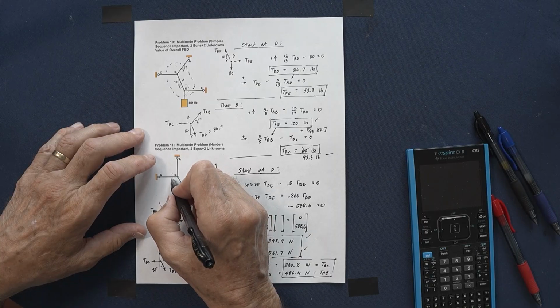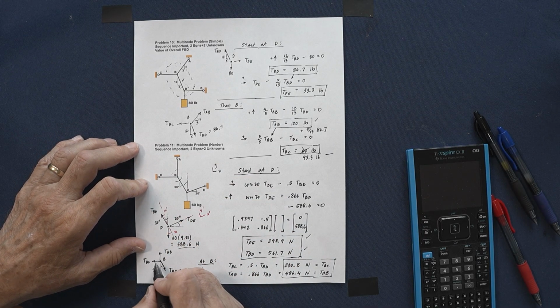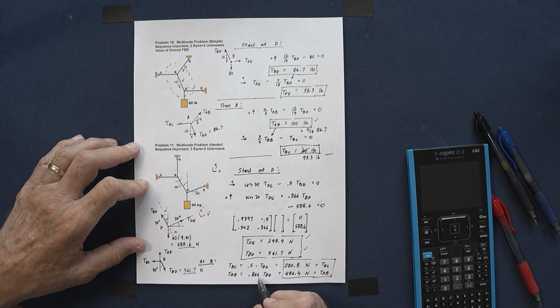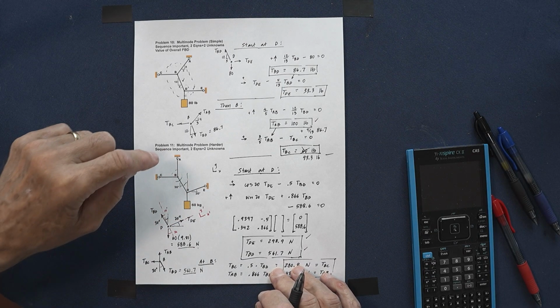If you draw a free body diagram of B, you have a TAB that's vertical, a TBC that's horizontal, and so TAB is just equal to the vertical component of this guy, which is TBD cosine 30, which is 0.866 TBD, which is 486.4. TBC is equal to the sine of 30 times this guy, which is 0.5, which is 280.8. So harder node, easier node.